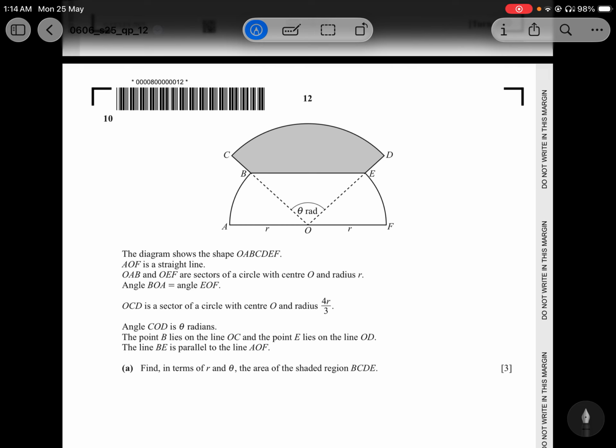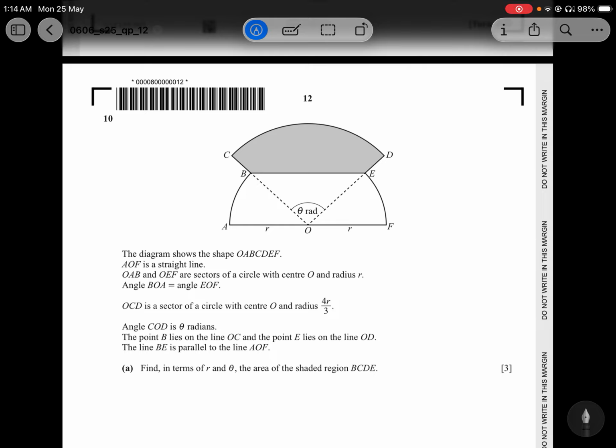The diagram shows the shape OABCDEF. Okay, no issues. AOF is a straight line. OAB and OEF are sectors of the circle centered at O.